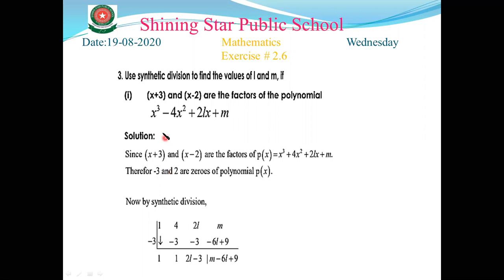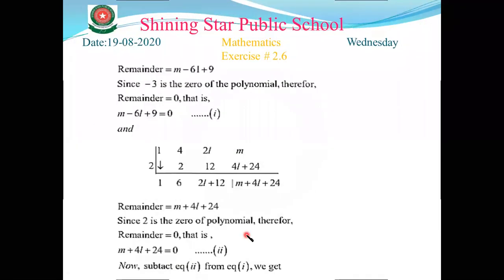Now let's check. X cube, coefficient 1, x square minus 4, x coefficient l, constant m. The first term remains the same as it is. 3 multiplied by 1, minus 3. Minus 4 minus 3, minus 7. Again minus 3 multiplied, 2l minus 3. Now multiply by minus 3, minus 6l, minus minus is plus 9. Now add m, minus 6l plus 9. That is the remainder. So as minus 3 is the zero of the polynomial, therefore m minus 6l plus 9 is equal to 0.